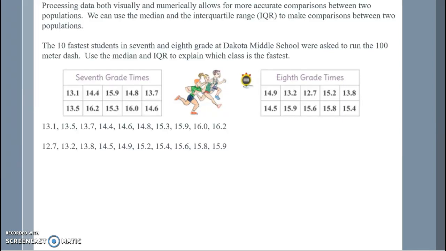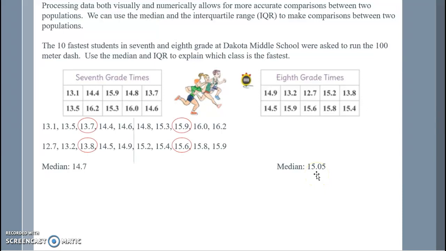So I first listed all of the times in order from least to greatest. And then I found that the median for the 7th grade class was in between 14.6 and 14.8. So that would be 14.7. In the middle between 14 and 9/10 and 15 and 2/10, we'd add them together and divide by 2 such that it would be 15 and 5/100.